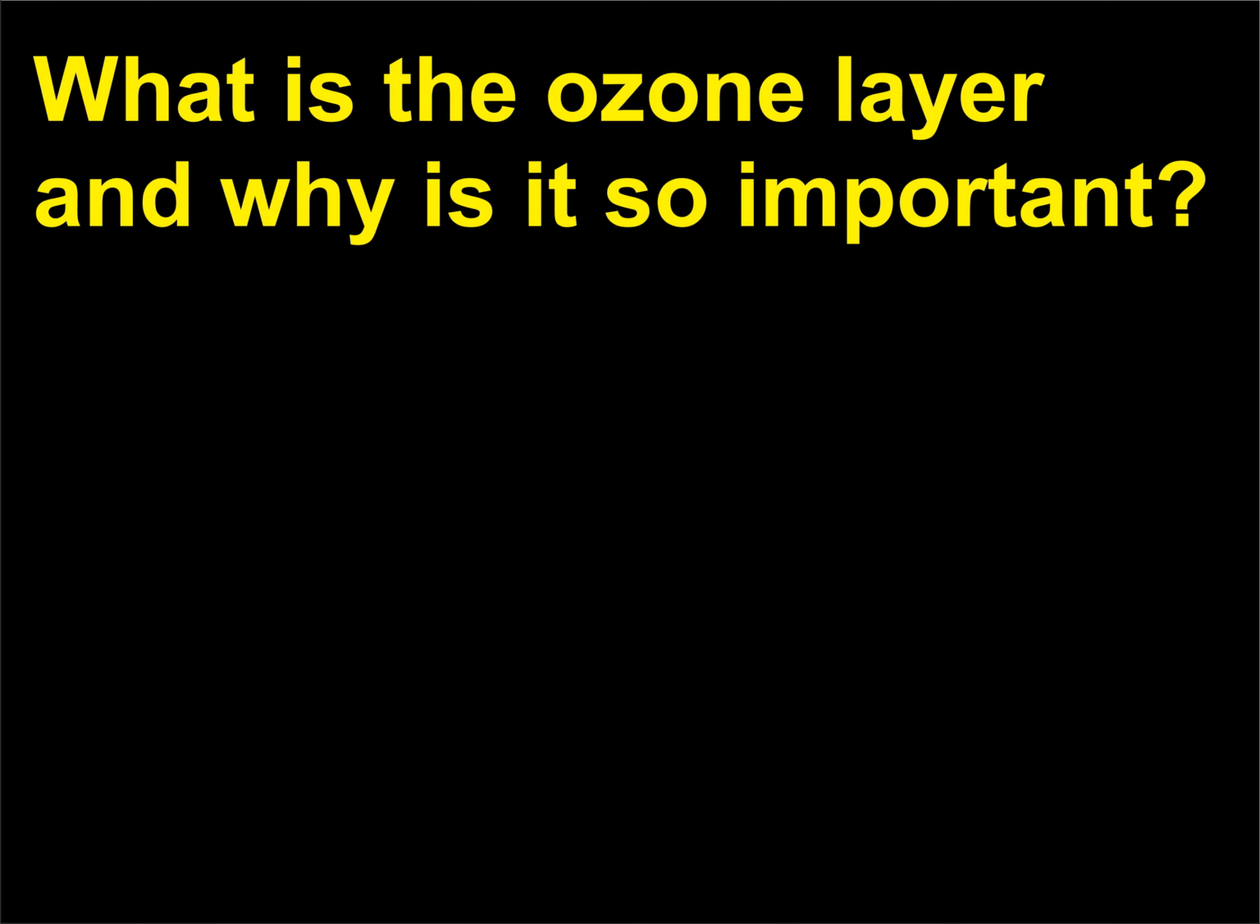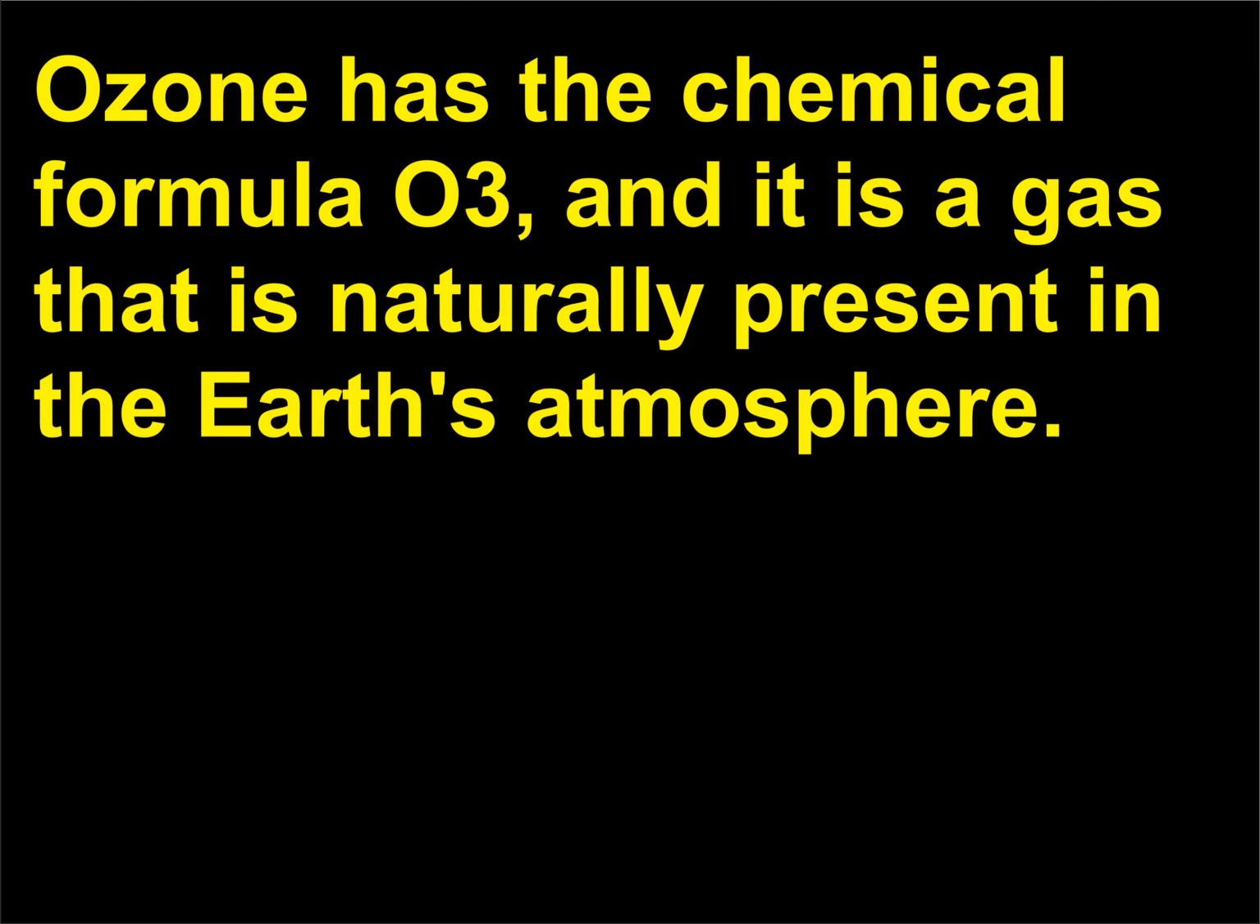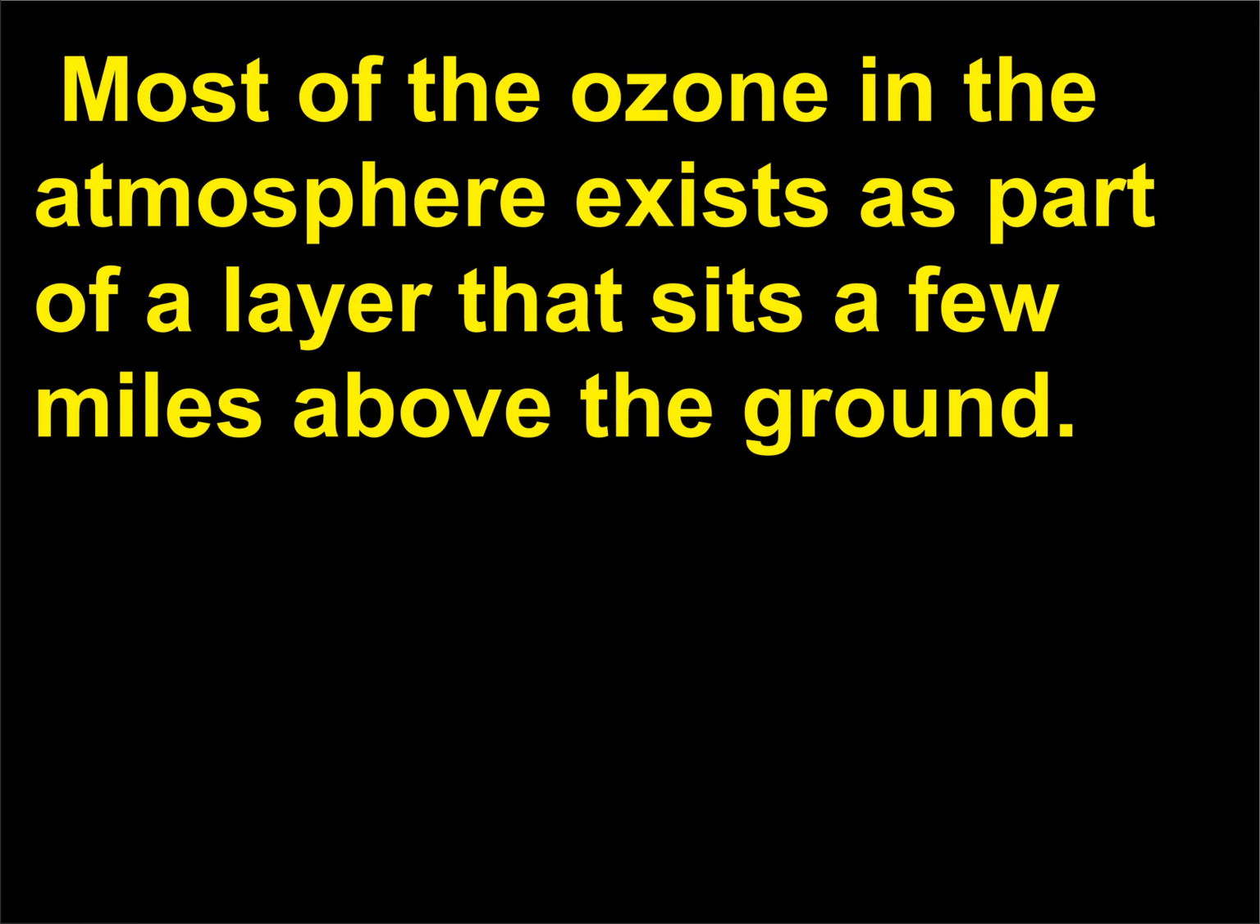What is the ozone layer and why is it so important? Ozone has the chemical formula O3, and it is a gas that is naturally present in the Earth's atmosphere. Most of the ozone in the atmosphere exists as part of a layer that sits a few miles above the ground.